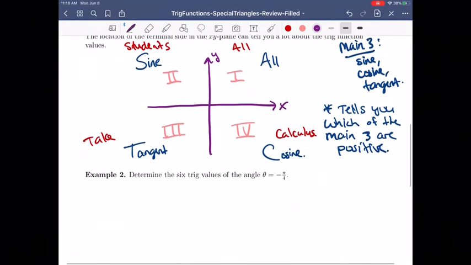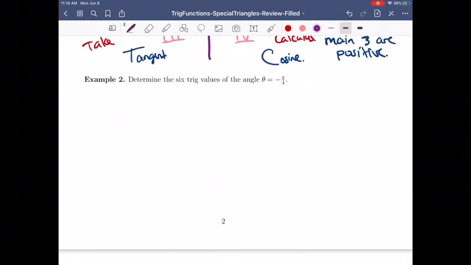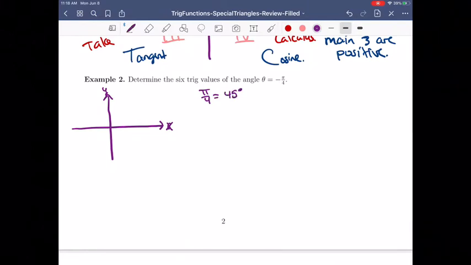So let's do another example. What if I want the trig values, all 6 of them, for the angle theta equal to negative pi by 4? I find it always helps to draw the picture. So here's x, here's y. Pi by 4, remember, was 45 degrees, so we want to go 45 degrees in the clockwise direction.